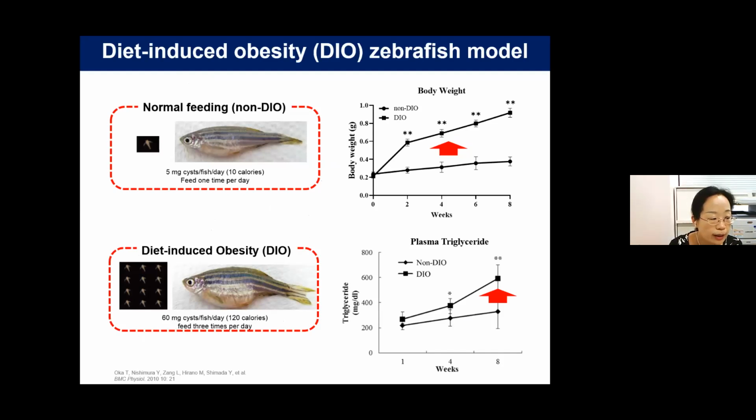For the details, we divided adult zebrafish into normal feeding and overfeeding groups. Normal feeding groups were fed once daily with 5 milligrams of Artemia per fish, and the overfeeding zebrafish were fed 3 times daily with a total of 60 milligrams of Artemia. After 8 weeks of overfeeding, the zebrafish had significantly increased body weight and plasma triglycerides compared to the normal feeding group.